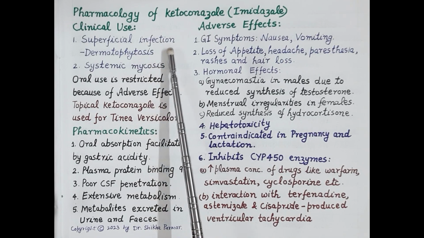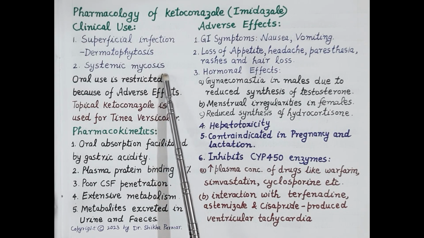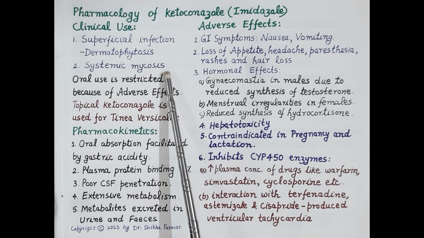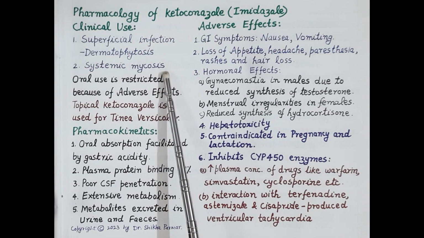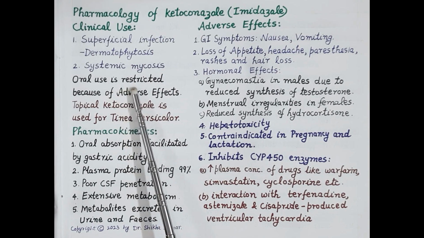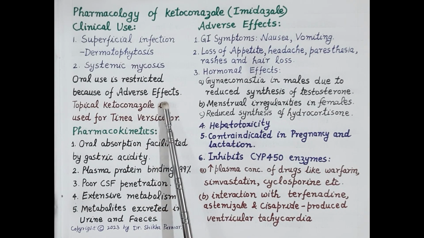Topical ketoconazole is used for the treatment of dermatophytosis or the tinea infections, and systemic ketoconazole is used for the treatment of systemic mycoses, that is systemic fungal infections, where the fungus affects the internal organs of the body, like for example lungs, heart, etc. However, it is very important to understand here that oral use of ketoconazole is highly restricted because of its potential adverse effects.